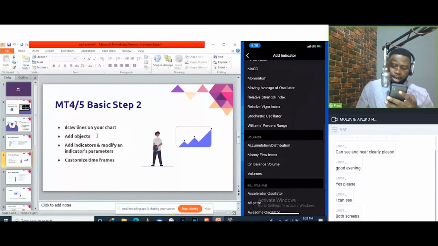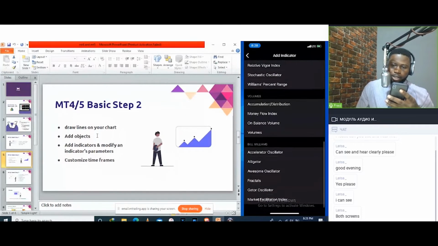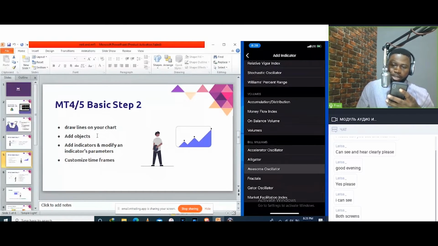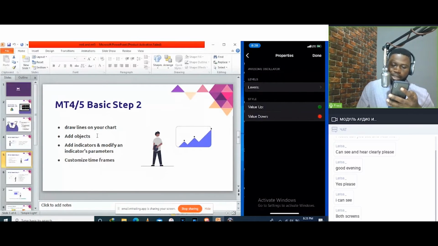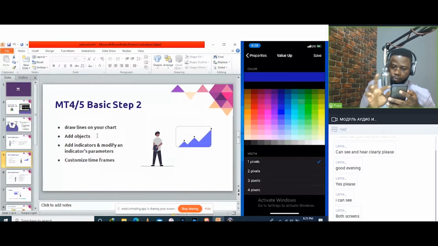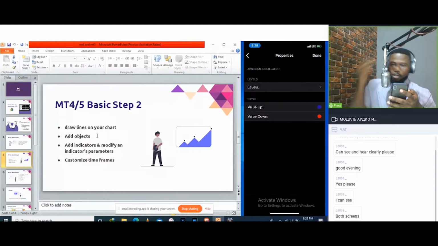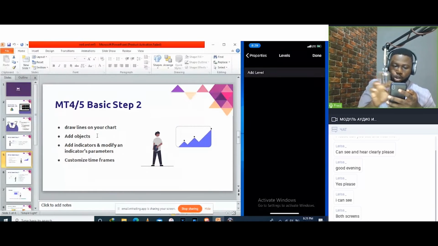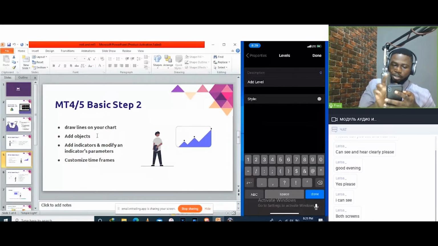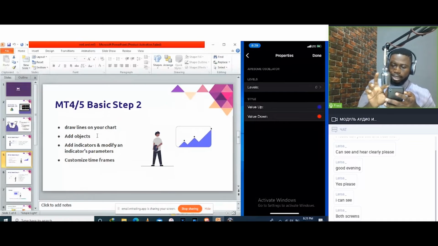I have the awesome oscillator. That's one indicator I mostly use a lot of the time when I'm trading. So let's add the awesome oscillator. When you click on it, it will allow you to do your settings. You can set the color when it's going up, choose blue, save, and when it's going down, I can maintain the color to be red, save. You can also choose the levels, which I'm not going to touch right here. So I'm just going to click done.